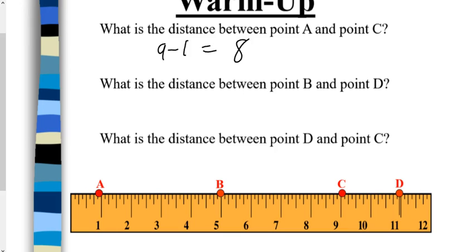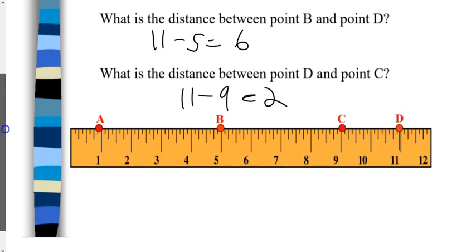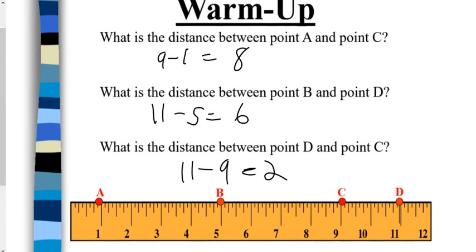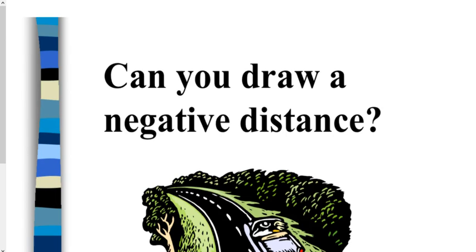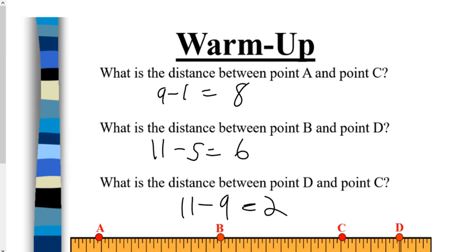What about B and D? Well, B is at 5, D is at, supposed to be at 11, let's say. And we'll say that's a distance of 6. What about D and C? Well, that's 11 minus 9. And that equals 2. All right? Now, if we work backwards, you'd be saying, 8 plus 1 is 9, 6 plus 5 is 11, 2 plus 9 is 11.